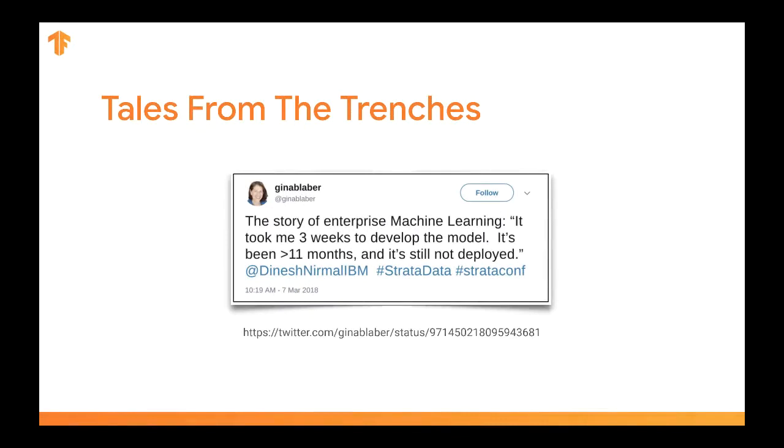Unfortunately, people often find this out the hard way. So here's a famous tweet where someone took 3 weeks to develop a model, and it's 11 months later, and they still don't have it in production.